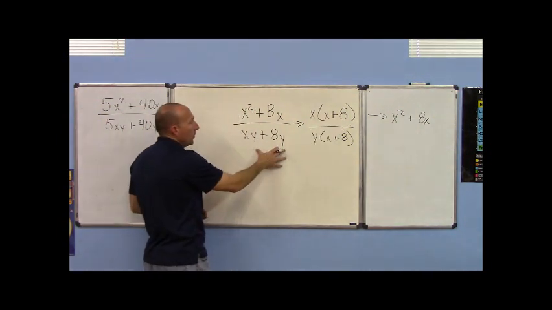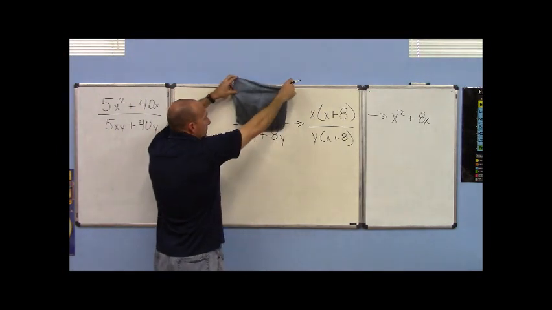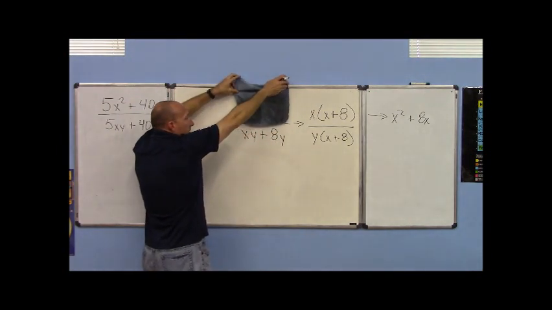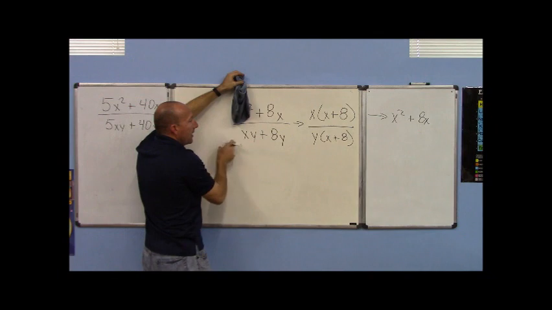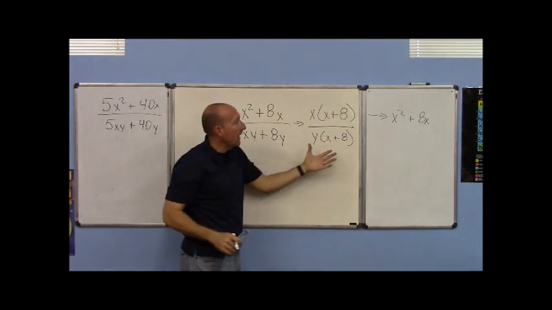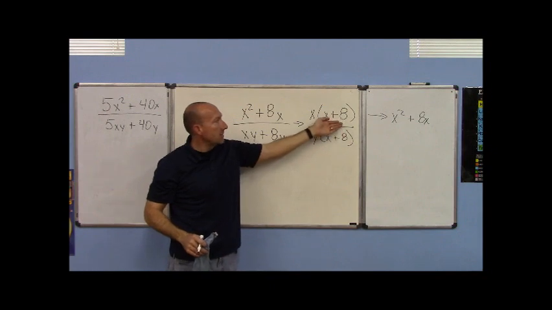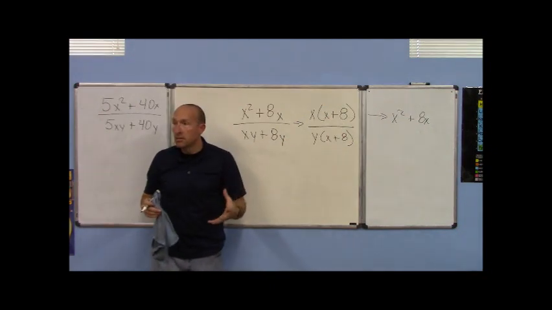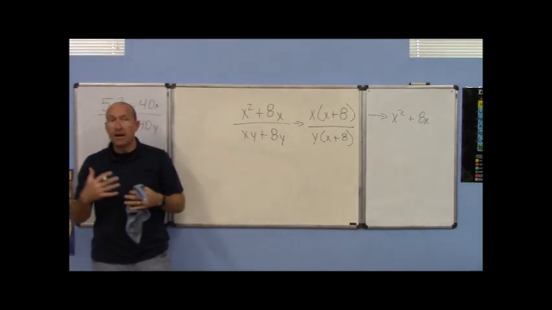We do the same thing with a y down here. Now let's just focus on the bottom part. We can take a y out, put the y on the outside of the parentheses, and it's just x plus 8. Now we have x plus 8 as a common term in both of them that we can factor out.